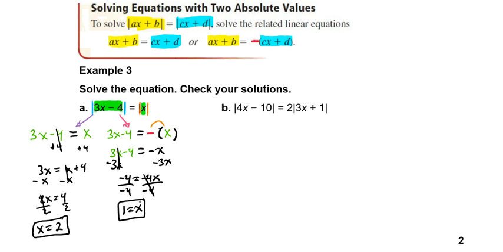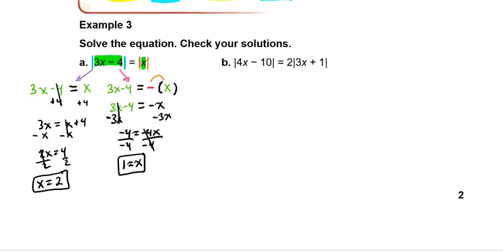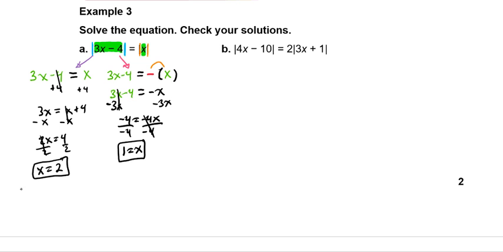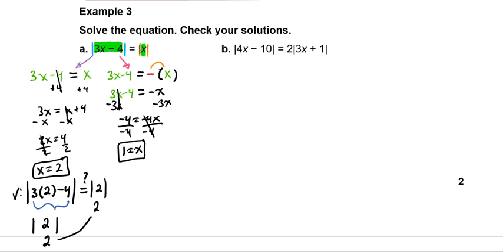And so now I'm going to need to check my solutions. So let's move this up a little bit. We're going to check our solutions. That means we're going to be plugging in the 2 into the x spot and the 1 into the x spot. So let's do the 2 first. We have the absolute value of 3 times 2 minus 4, and we want to know, does that equal the absolute value of 2? So we'll work this out, and that's going to give us the absolute value of 2. The absolute value of 2 is 2, and we see that they match. And so that tells us that x equals 2 is a solution.